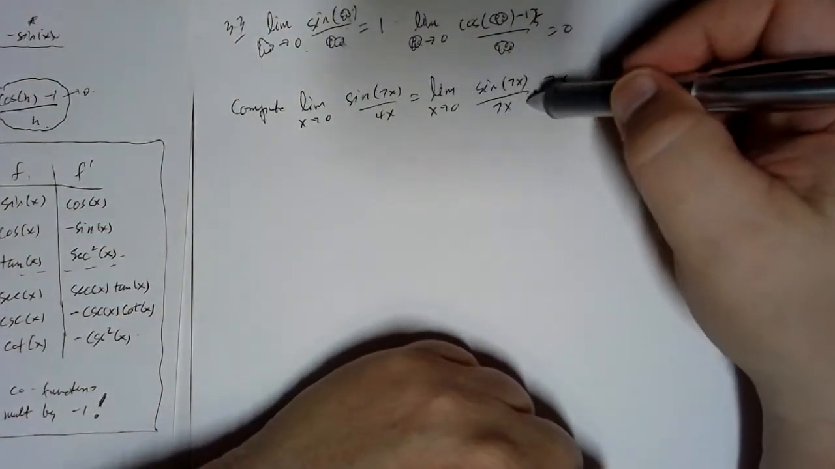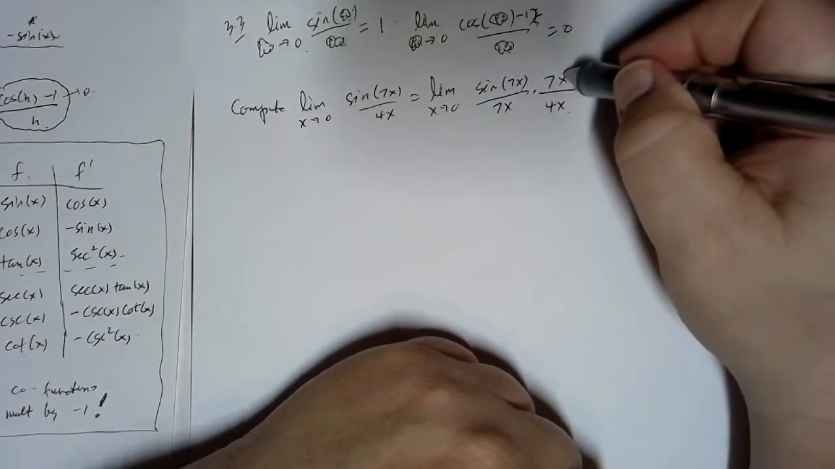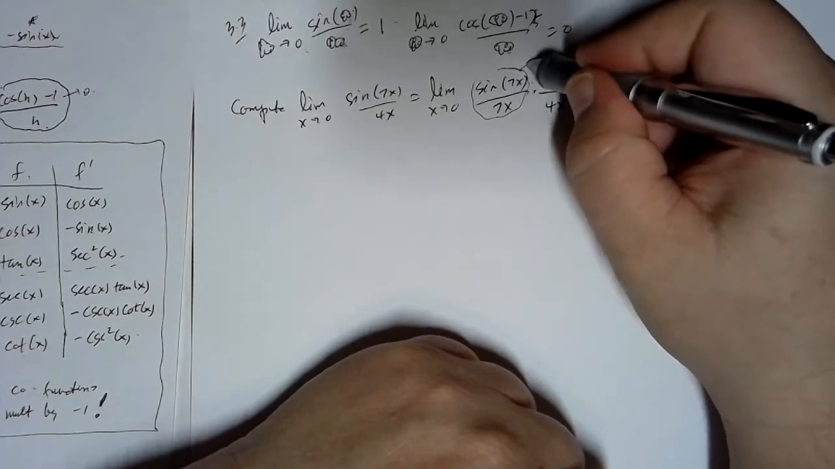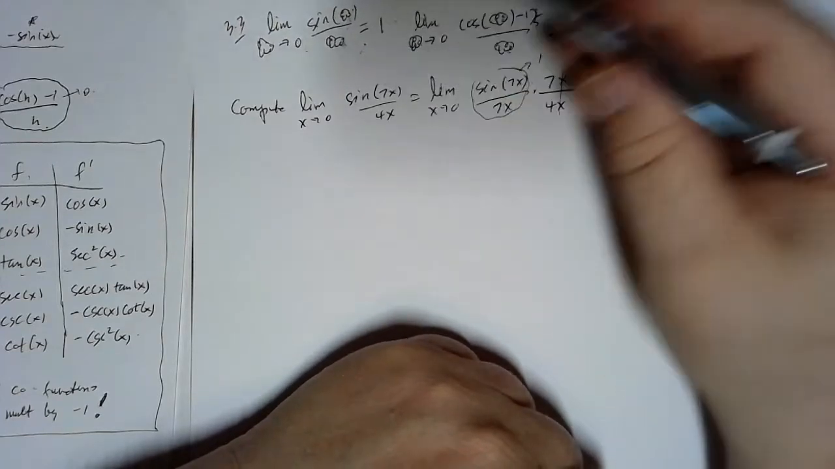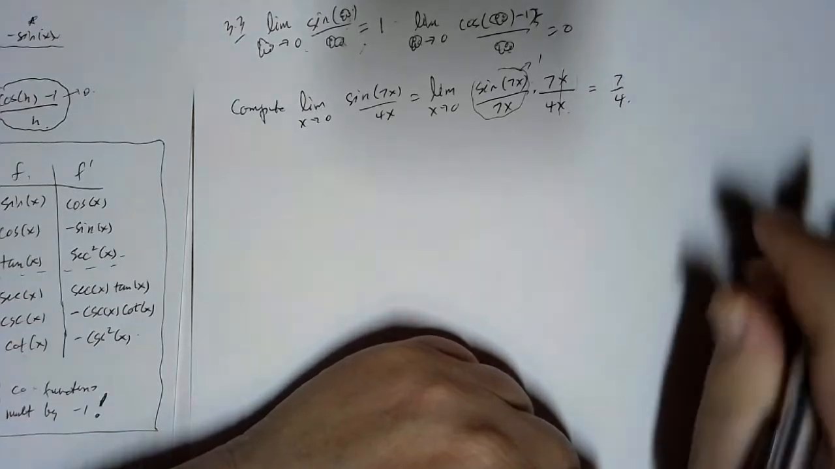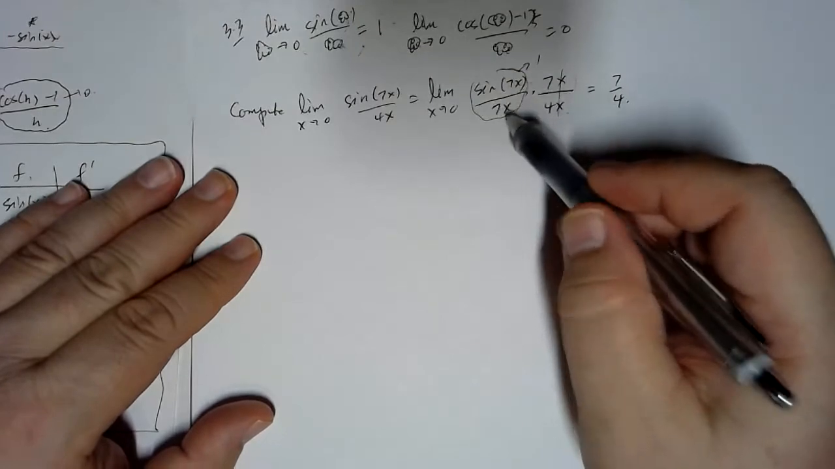So I can now take the limit as x goes to 0 of this times the limit as x goes to 0 of this. These x's cancel. This limit goes to 1, and then overall the limit is equal to 7/4. Good. So be careful of the little algebra trick here.